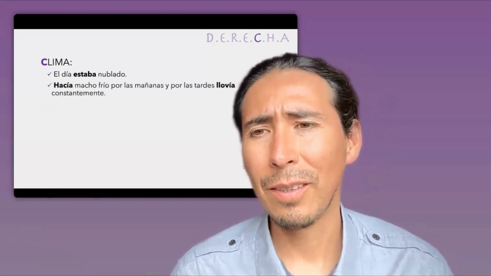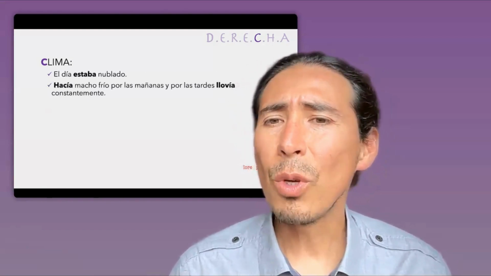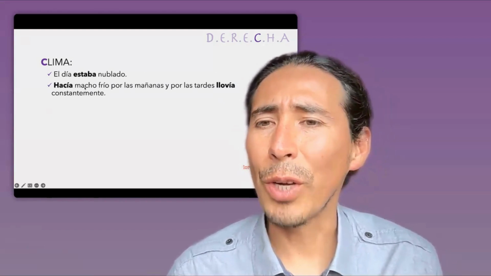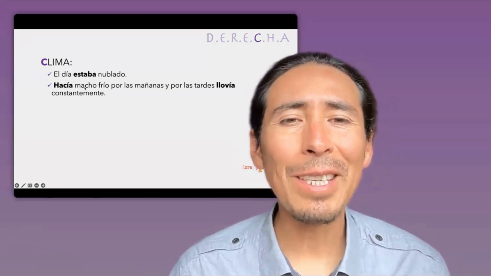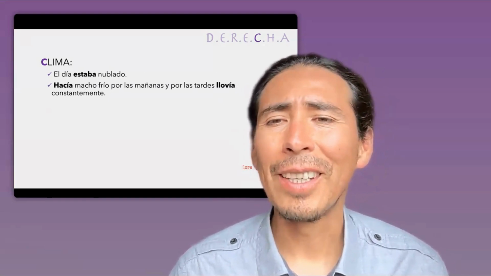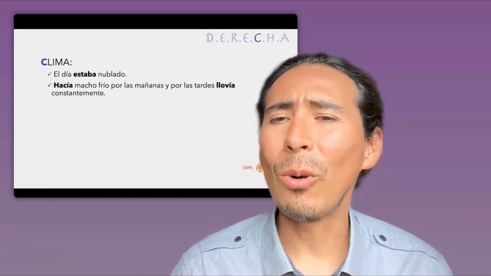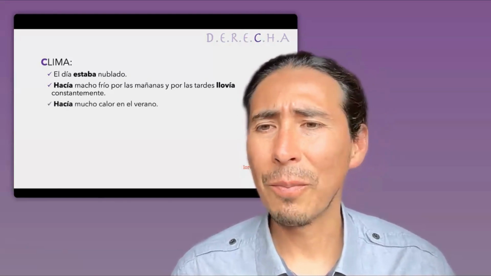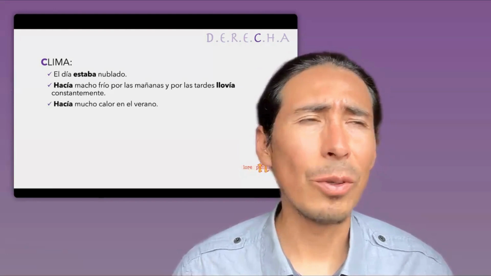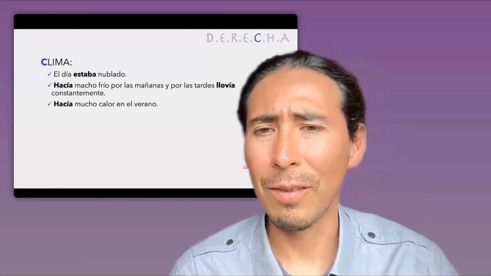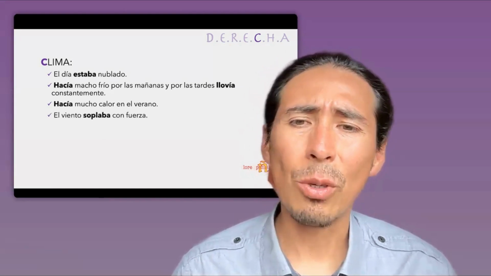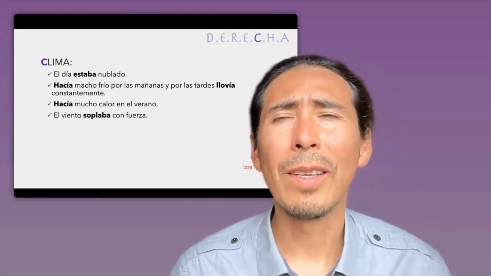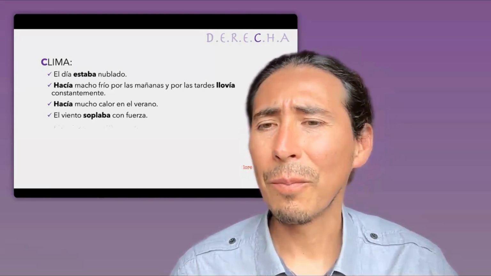El día estaba nublado. The day was cloudy. Hacía mucho frío. Mucho frío. Por las mañanas y por las tardes llovía constantemente. It was really cold in the mornings, and in the afternoons it was raining a lot. Hacía mucho calor en el verano. It used to be hot in summer. El viento soplaba con fuerza. The wind was blowing strongly.